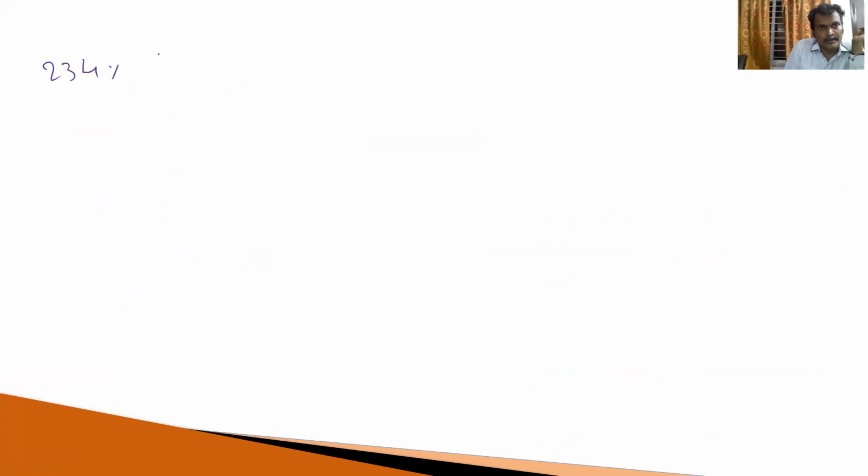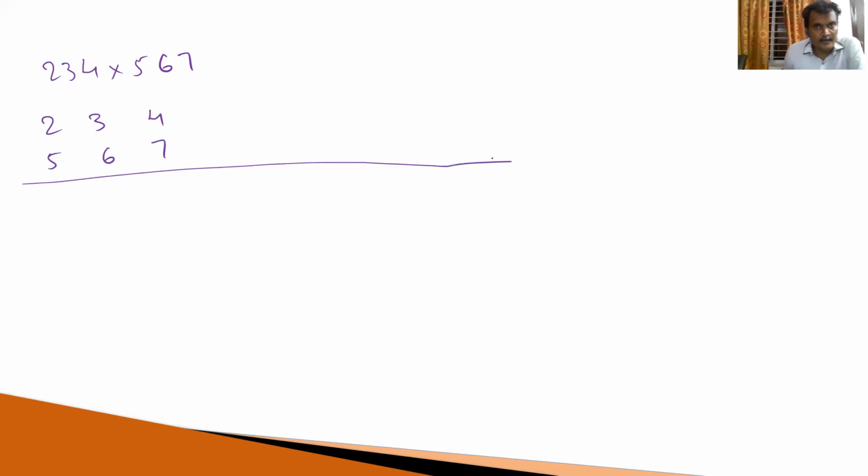234 into 567. 2, 3, 4, 5, 6, 7. What is the first step? We need to find the 10,000 digit. Why? This is a 3-digit number and this is a 3-digit number. 100 digit into 100 digit, that is equal to the 10,000 digit. What is the 10,000 digit? That is equal to 2 into 5, that is equal to 10. Just write down like that.